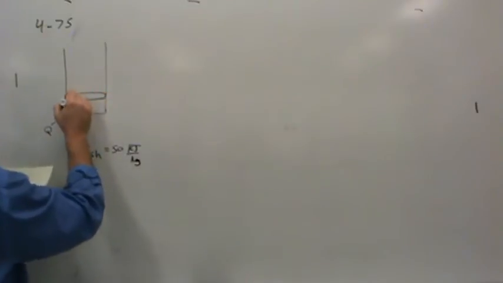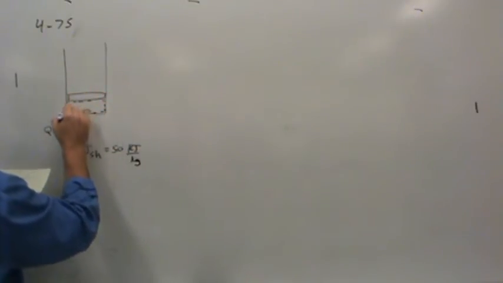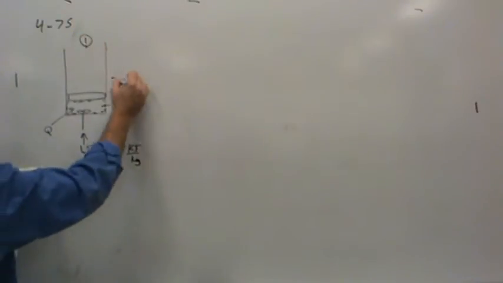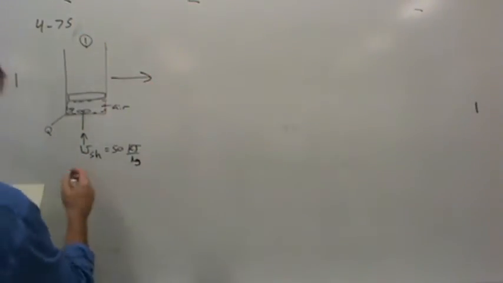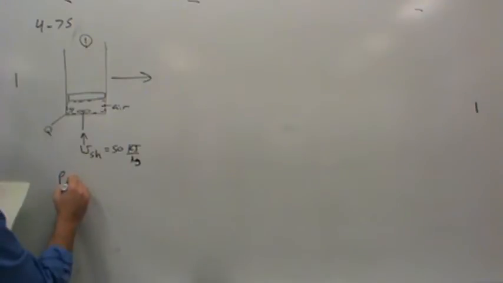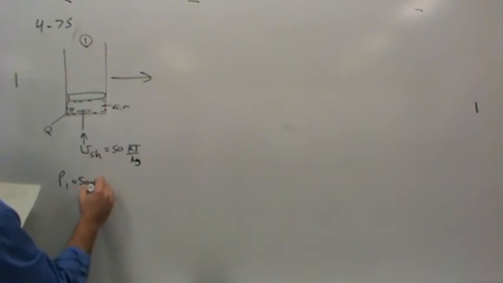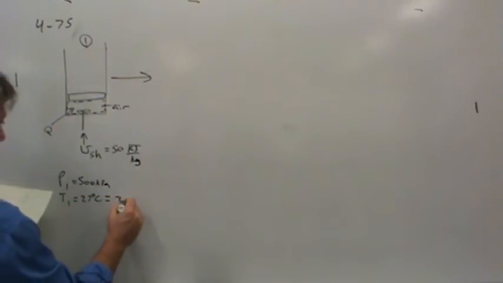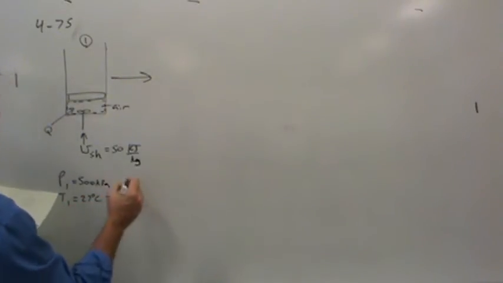So here's the piston. The system is just the air in the system. The system will move from state 1, where the pressure is 500 kilopascals. The temperature is 27 degrees Celsius, which is 300 Kelvin. It'll move to a new state.